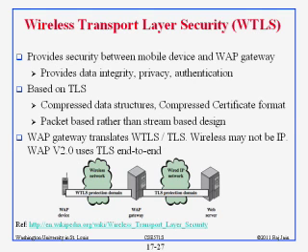WTLS, wireless transport layer security, is based upon TLS, and the main difference is that the bits are very expensive and therefore everything is compressed. The certificate format is compressed, the data structures are compressed, and rather than a TCP stream, they use packets. So each packet has its own key and so on and so forth, and the gateway does the TLS to WTLS translation.